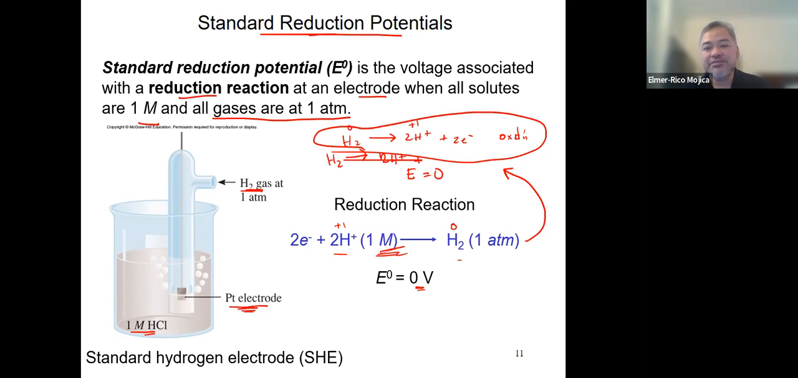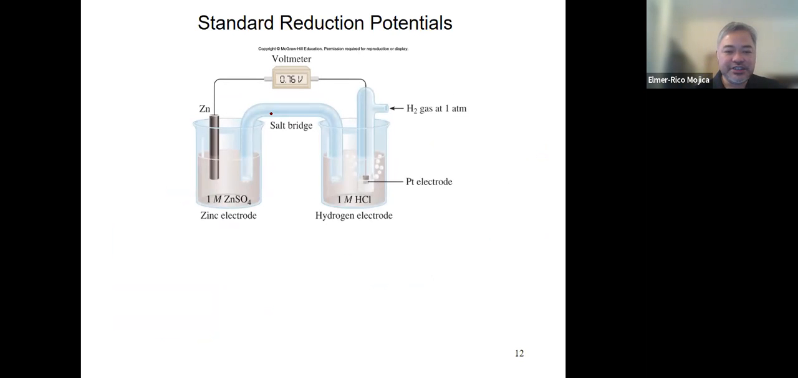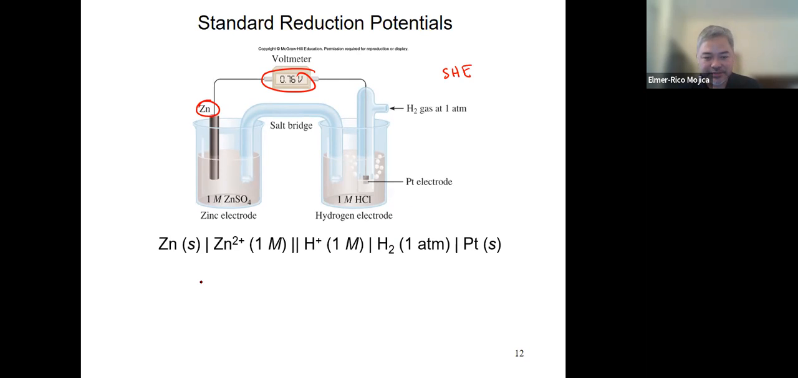So what they do is they measure all metals against this standard hydrogen electrode, and they were able to get the reduction potential. So the first thing that you do is, let's say, let's measure zinc against the SHE. And it gets a reading of 0.76. So if you're going to write the cell diagram for this one, this is what you get. Now the question is, which is the anode? What is the anode here?